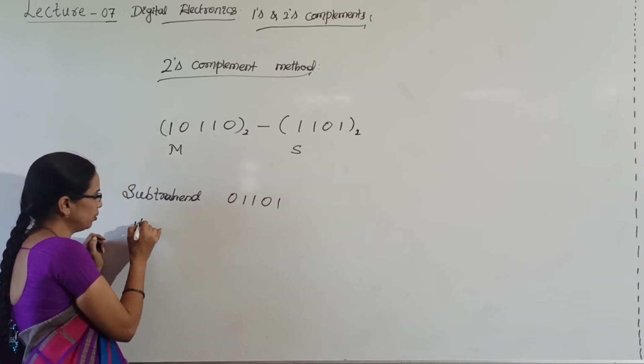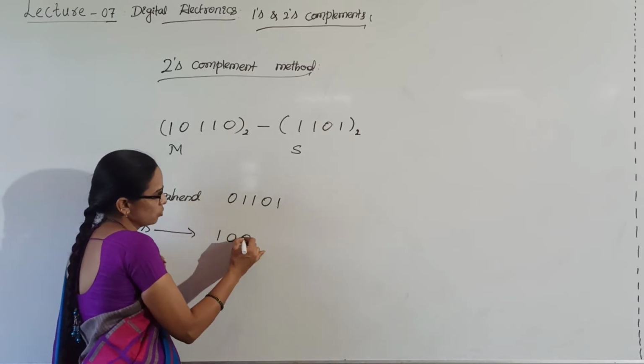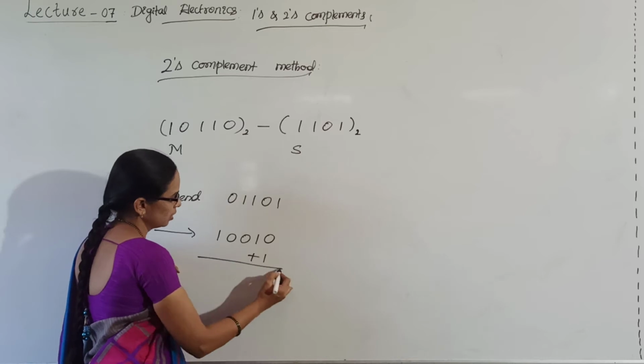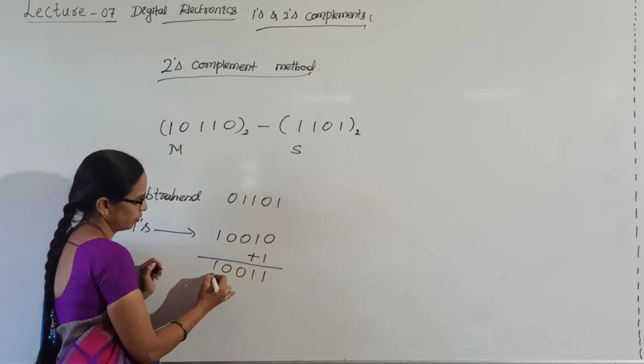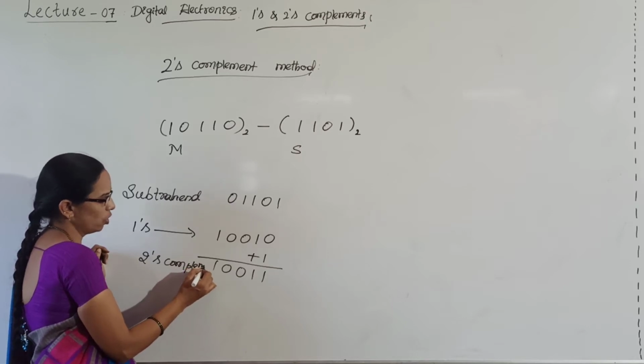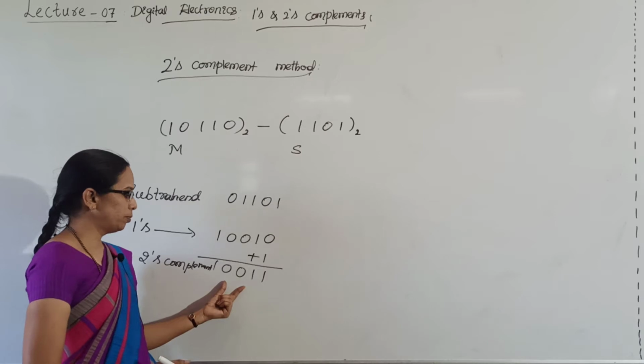So the 1's complement of the subtrahend is 10010, plus 1, that is the 2's complement of the subtrahend. We have got the 2's complement of the subtrahend.